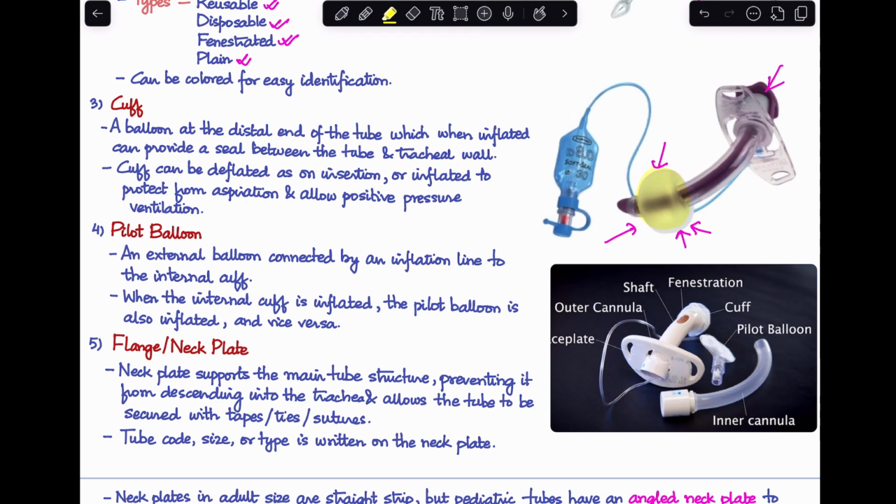We'll talk more about the different types of cuffs and what pressure should be maintained inside the cuff in a little bit.